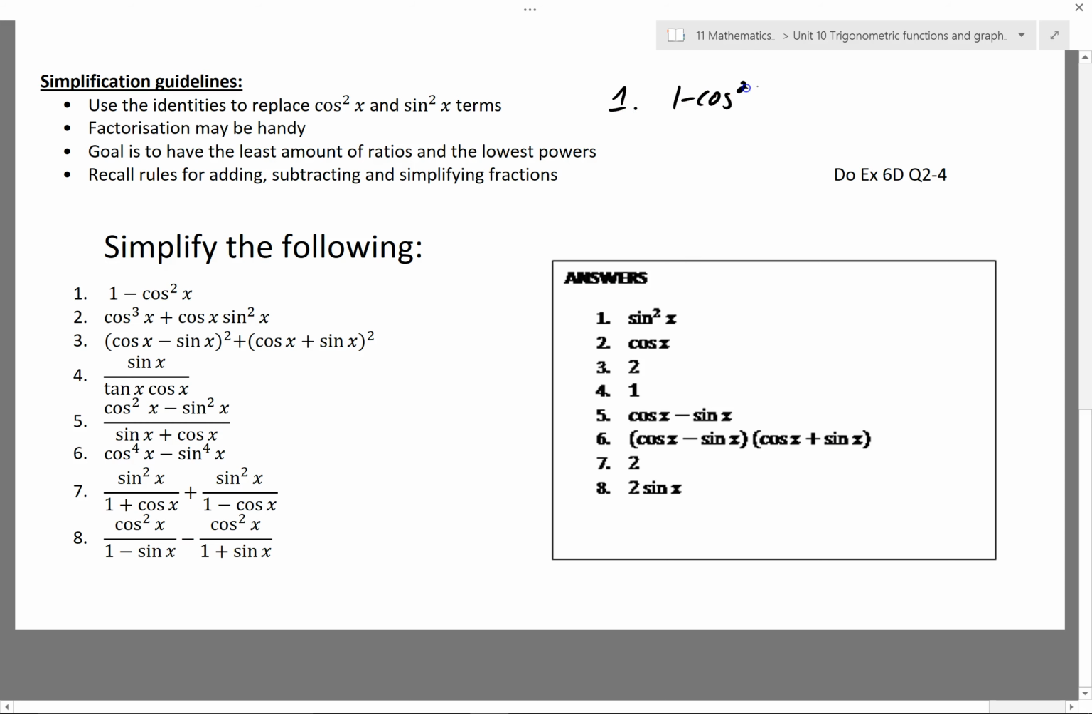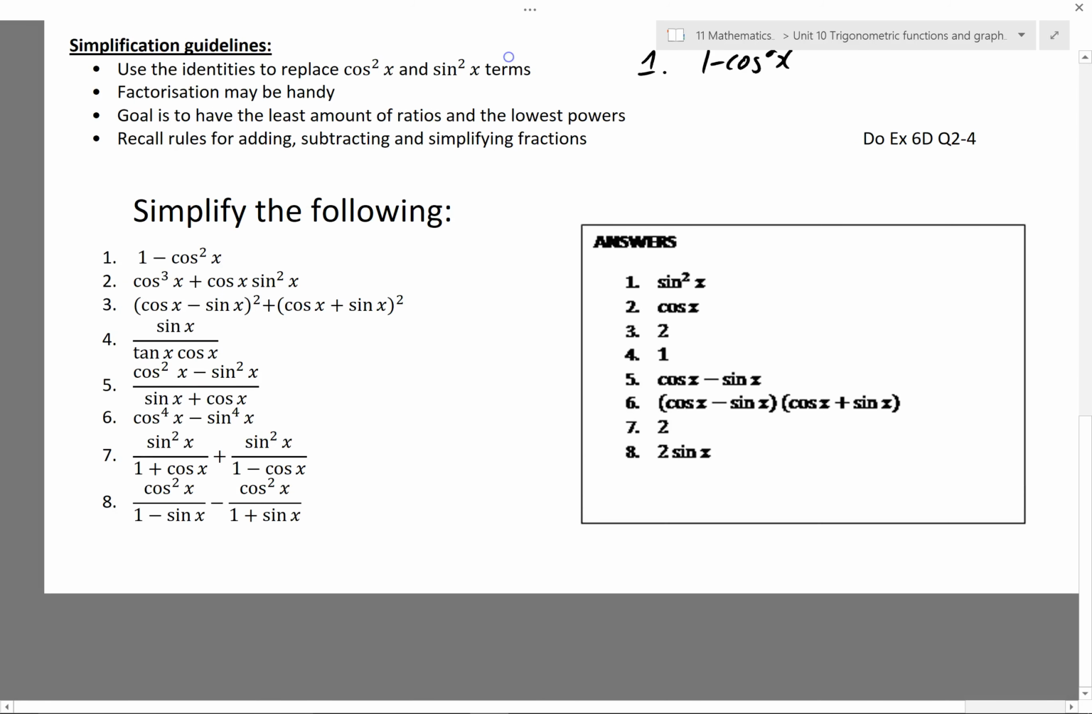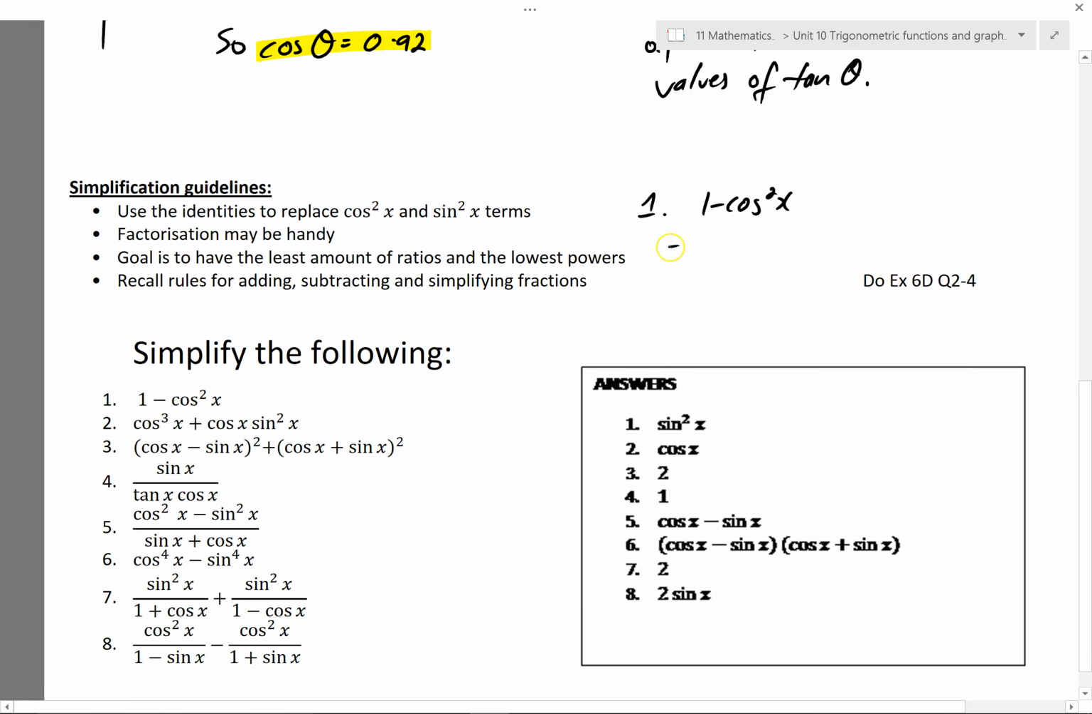I've got 1 minus cos squared x. I know that I can replace cos squared of an angle with 1 minus sine squared of that same angle. So I'm going to replace cosine squared with 1 minus sine squared x. If I do my expansion, I've got 1 minus 1 plus sine squared x, which equals sine squared x, which is what I'm after.